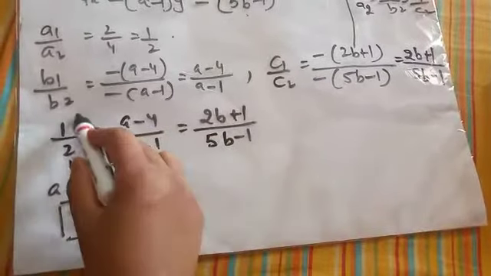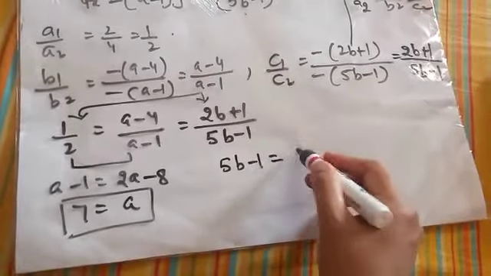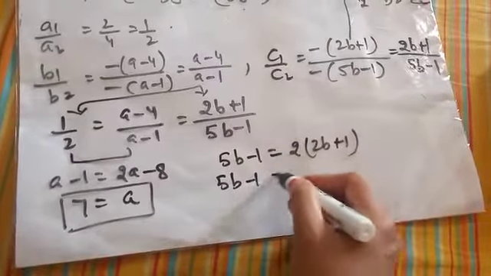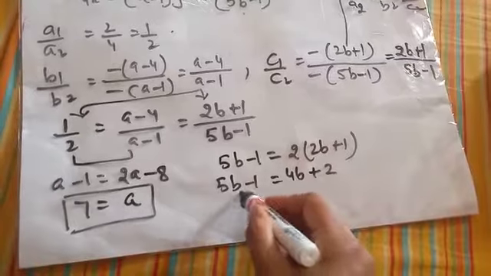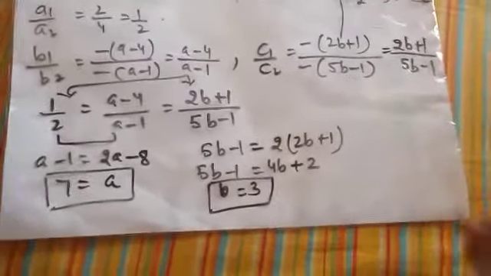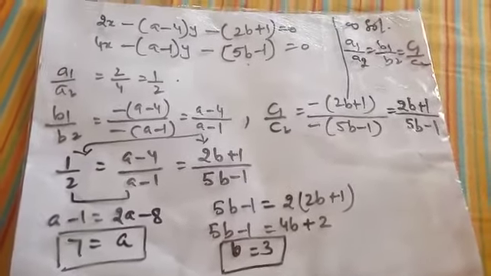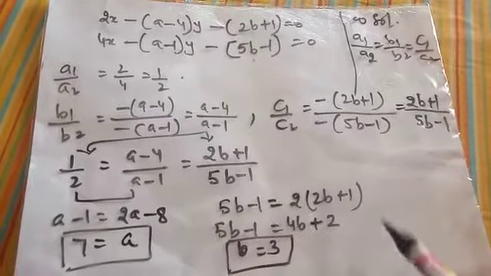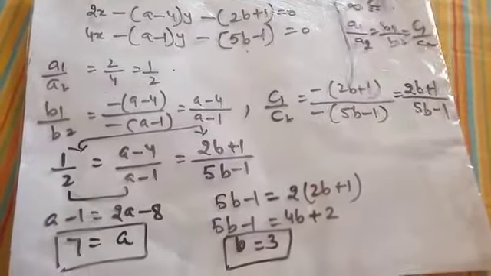Now let us check the first and the last one. So 5b - 1 is equal to 2 times (2b + 1). So 5b - 1 is equal to 4b + 2. So now the value of b will be equal to 2 + 1, 3. Now a is equal to 7, b is equal to 3, and if you substitute these values you should be getting a1 by a2 is equal to b1 by b2 is equal to c1 by c2. You can put these values back into the equation to check whether my answer is correct or not.